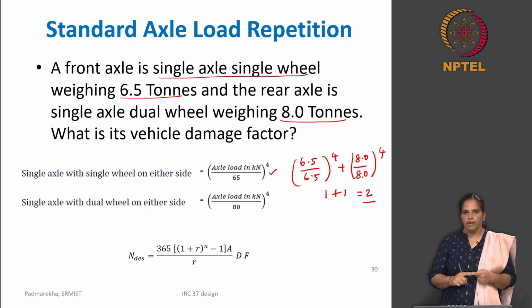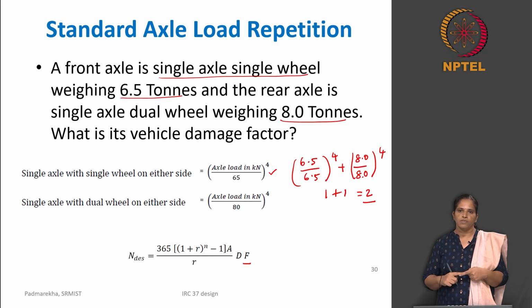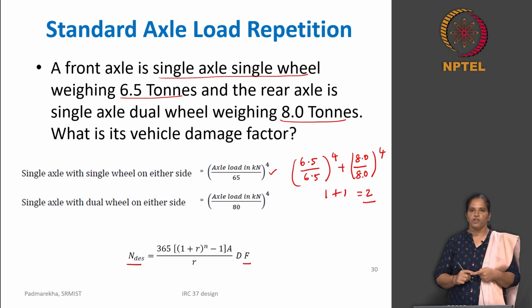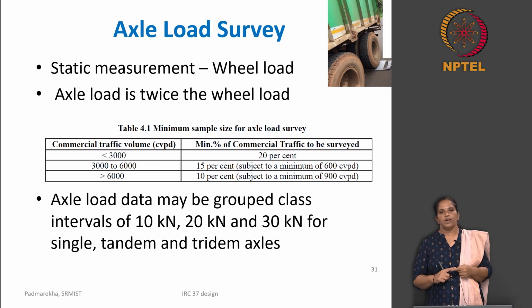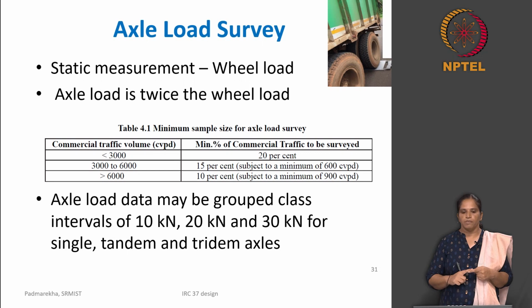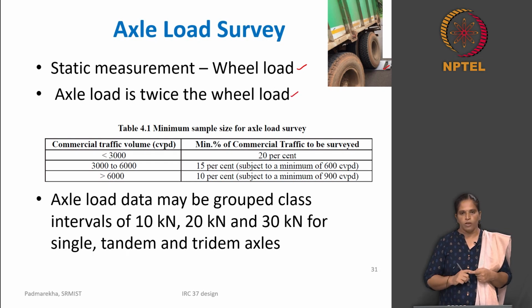So, when you multiply the number of vehicles per lane by the vehicle damage factor, it gives you the number of repetitions of a standard axle load. So, N design here is the number of repetitions of standard axle load. For computation of the vehicle damage factor, we need the axle load. Axle loads are measured using static measurements. You have a weighing pad, the vehicle stands over the weighing pad, and we measure the wheel load. When the wheel load is multiplied by 2, we get the axle load.